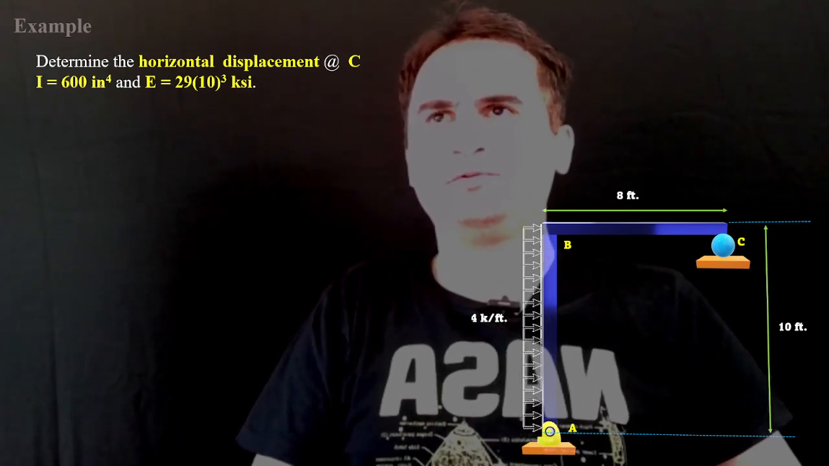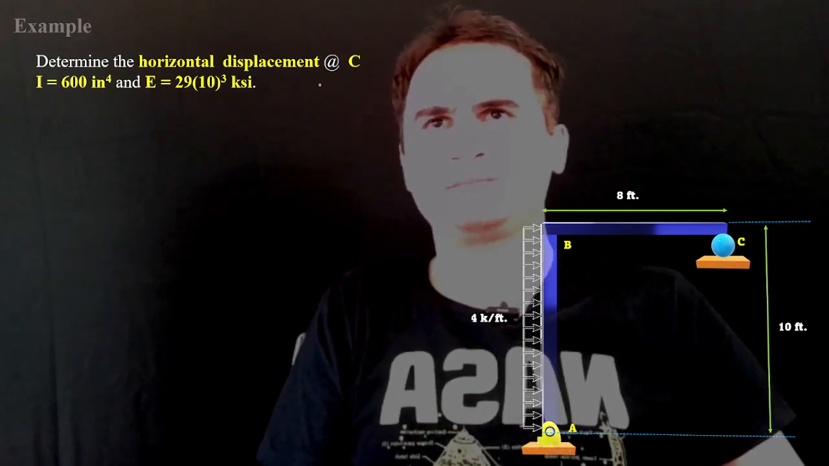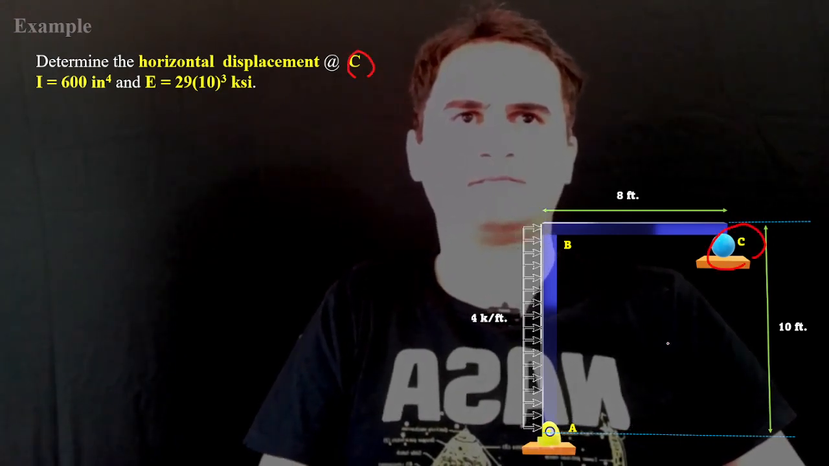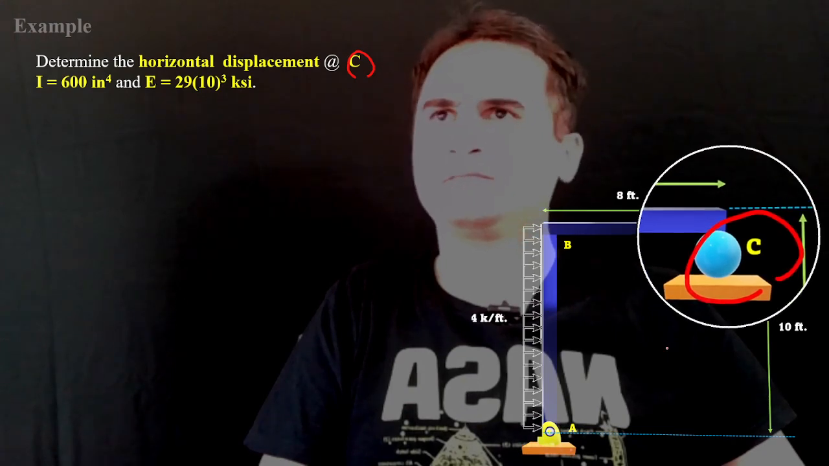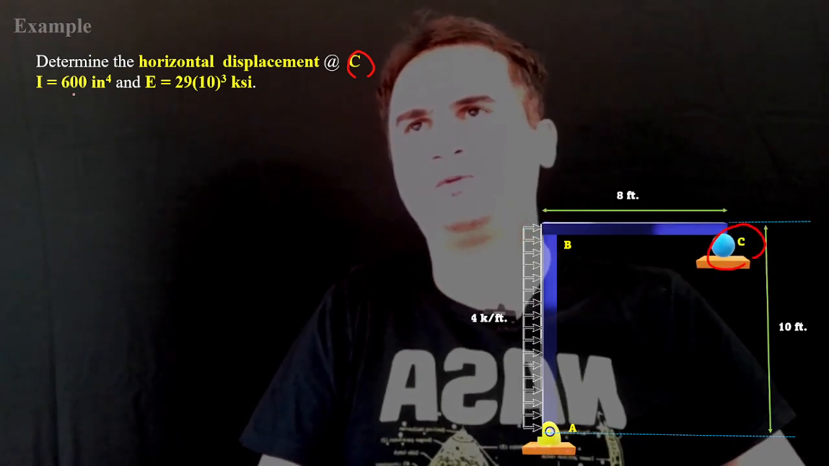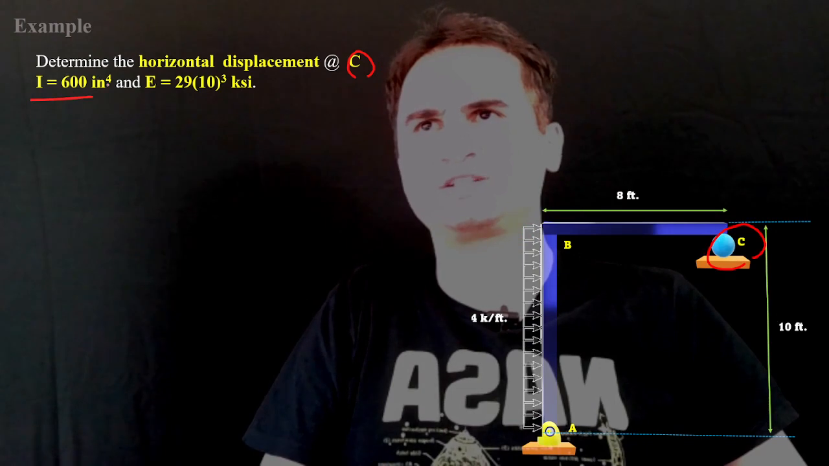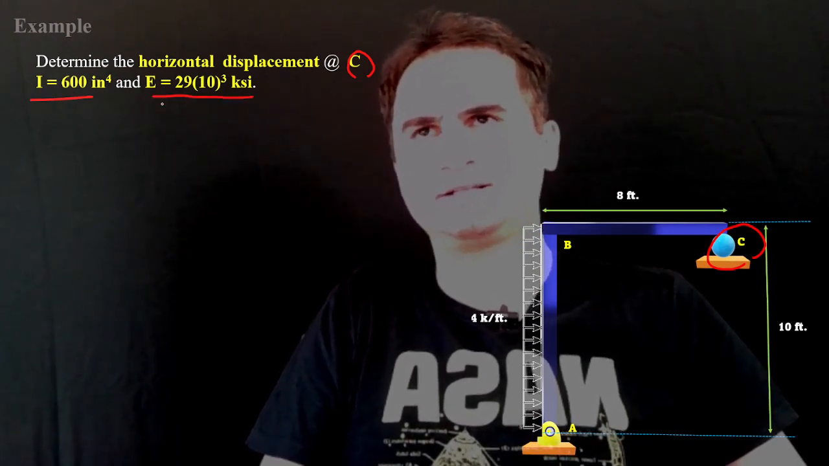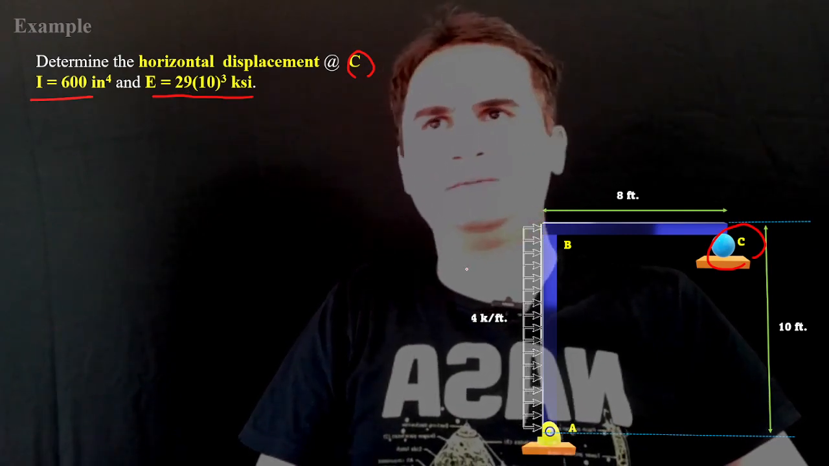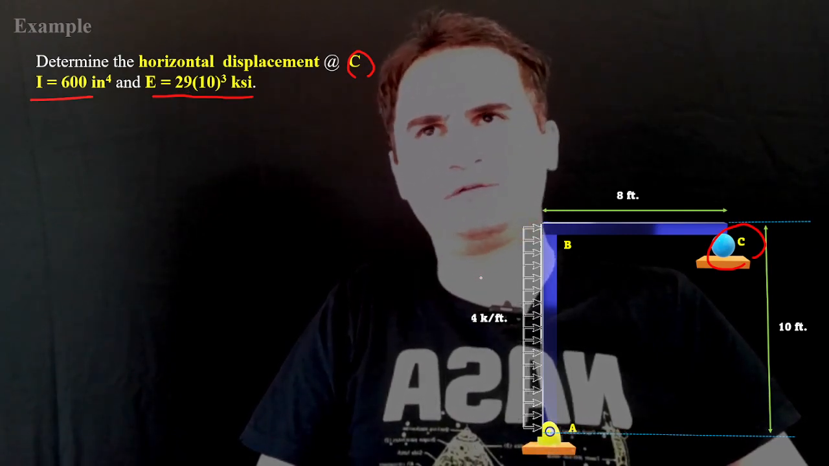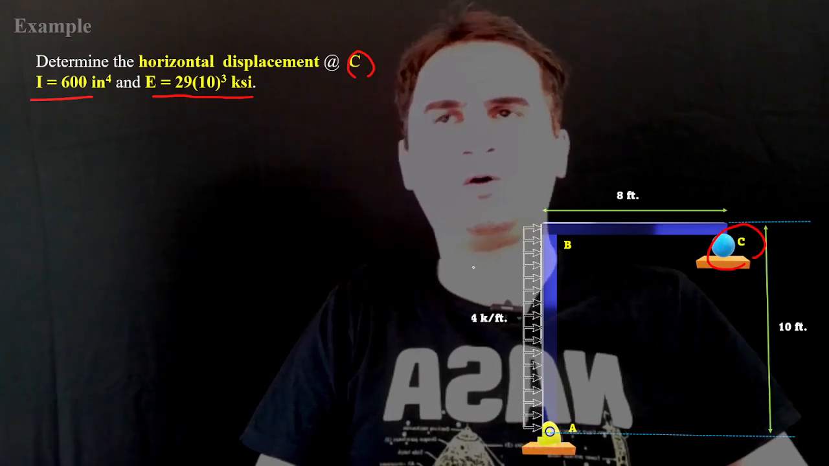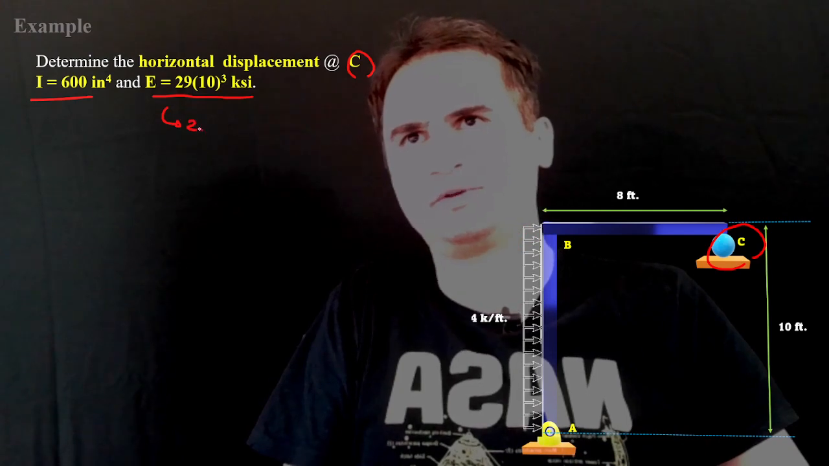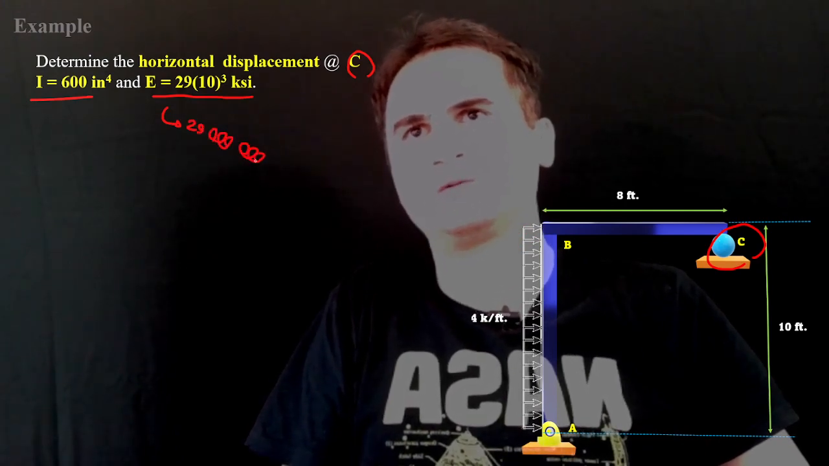So we want to determine the horizontal displacement at support C. The moment of inertia is provided, 600 in to the fourth, and it's made of A36 steel with a modulus of elasticity of 29,000 ksi. So that turns it into 29,000,000 psi.